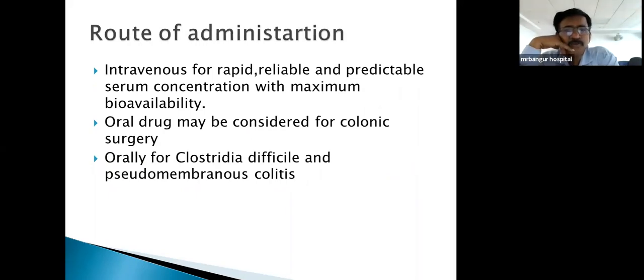What is the ideal route of drug administration when you're considering prophylactic antibiotics? It is said that if you give an antibiotic at induction of anesthesia or within 60 minutes of the incision, the intravenous route is a rapid, reliable, and predictable route which provides good serum concentration with maximum bioavailability. Oral drugs are used for colonic surgery, usually given the day before surgery. And if you have a superinfection with Clostridium difficile or similar colitis, the oral drugs are effective.